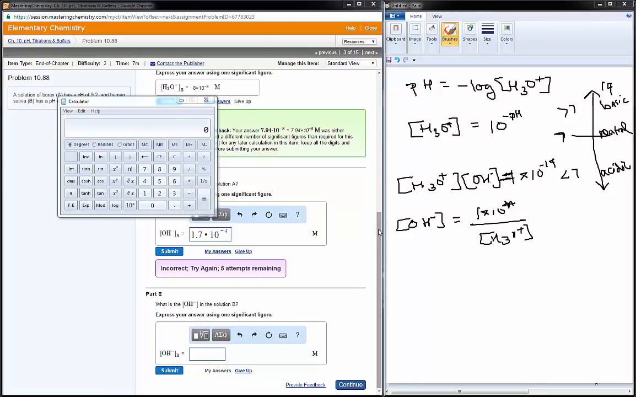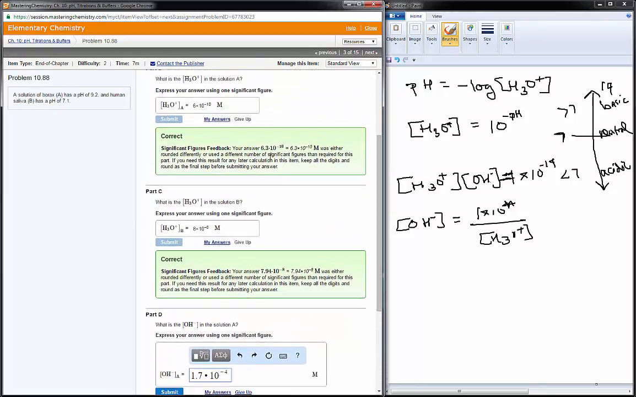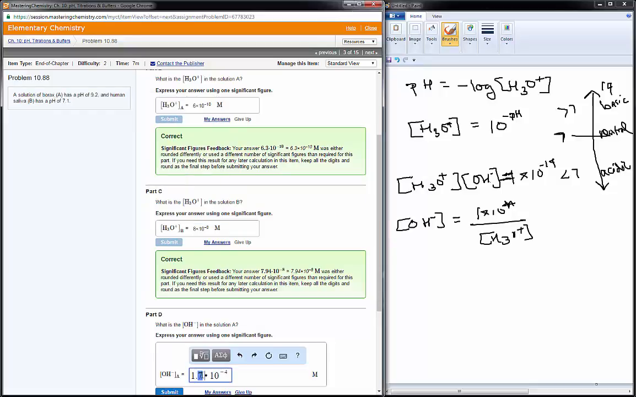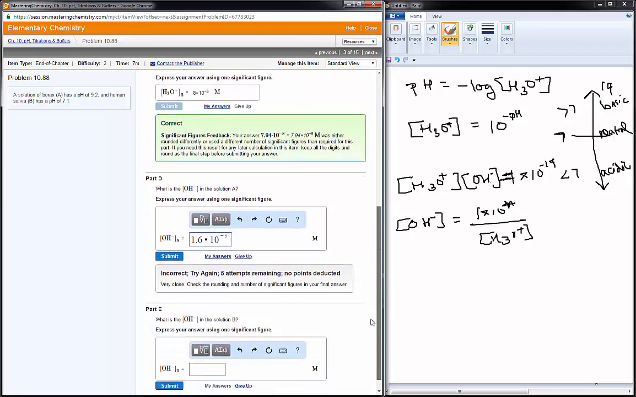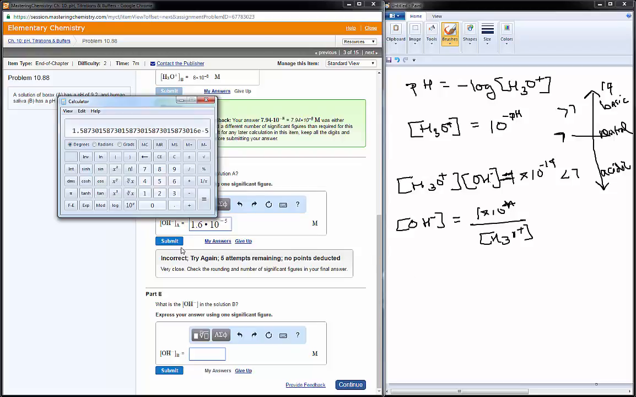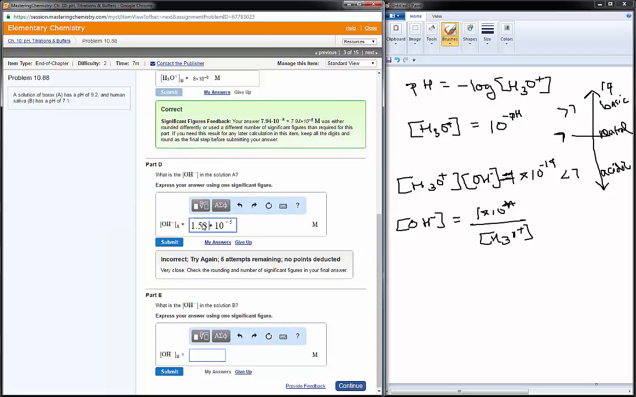Excuse me, let's try that again. We're going to take 1 times 10 to the negative 14th and divide it by 6.3 times 10 to the negative 10th. That gives me 1.6 times 10 to the minus 5th. Okay, they call that a rounding issue. 1.58, see what they say.